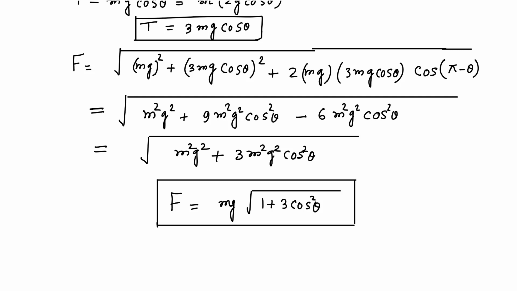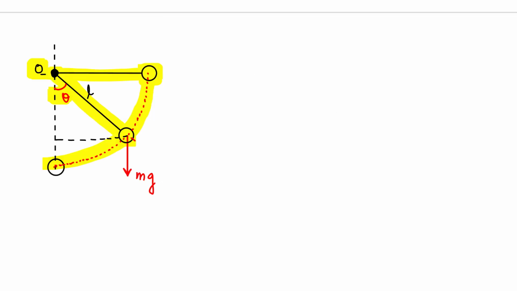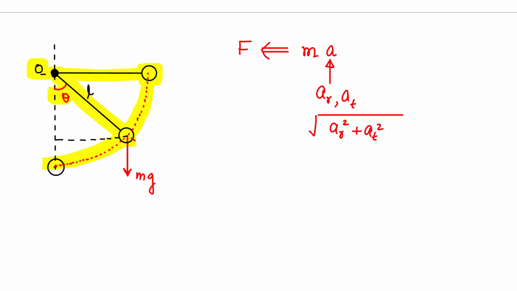Basically there is an alternative method also to solve the same problem. In this alternative method, what you have to find? You have to find the force, and you can find force as mass into acceleration. So the resultant force will be mass into resultant acceleration. But this acceleration will be composed of radial acceleration and tangential acceleration. So how do you calculate the resultant? Basically the square root of the sum of squares of radial acceleration and tangential acceleration. Once you know the resultant acceleration, you can simply calculate force is equal to mass into acceleration.